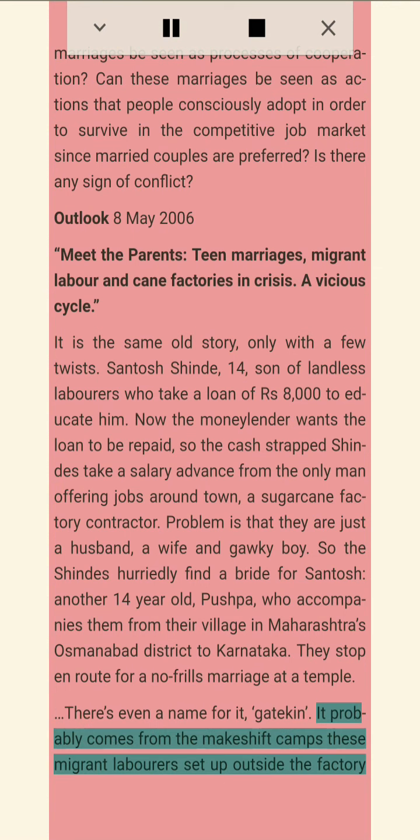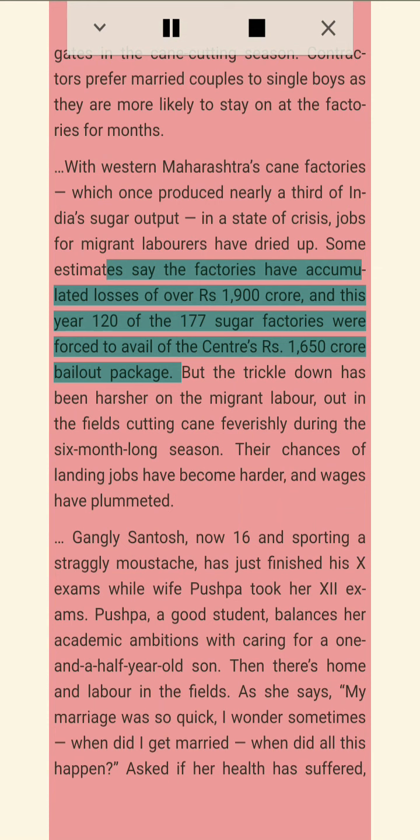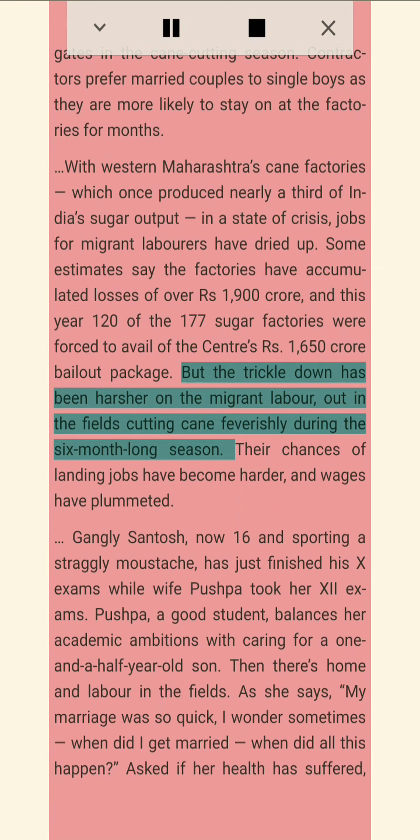There's even a name for it, gathbandhan. It probably comes from the makeshift camps these migrant laborers set up outside the factory gates in the cane-cutting season. Contractors prefer married couples to single boys as they are more likely to stay on at the factories for months. With Western Maharashtra's cane factories, which once produced nearly a third of India's sugar output, in a state of crisis, jobs for migrant laborers have dried up. Some estimates say the factories have accumulated losses of over 1,900 crore rupees, and this year 120 of the 177 sugar factories were forced to avail of the centre's 1,650 crore rupees bailout package.